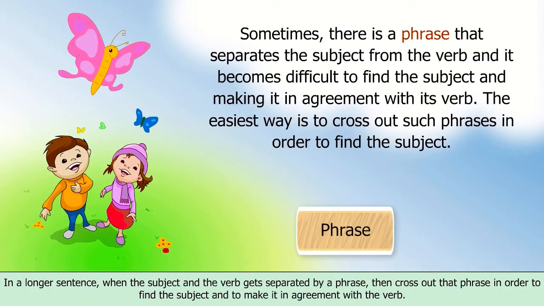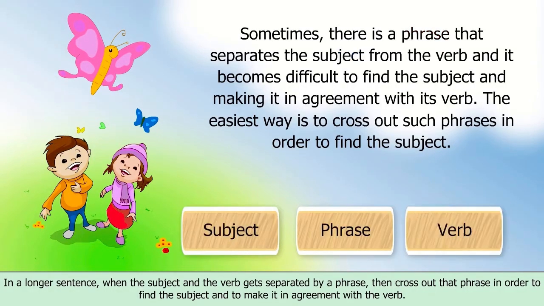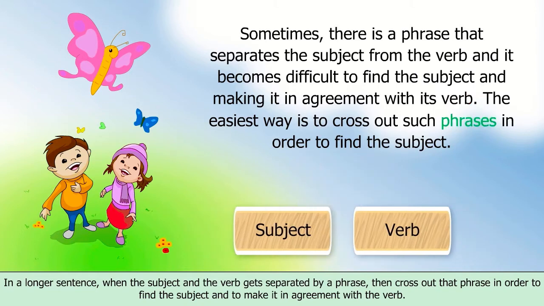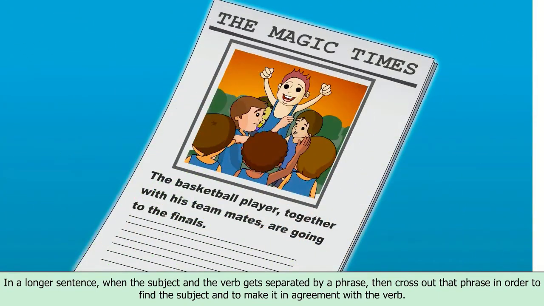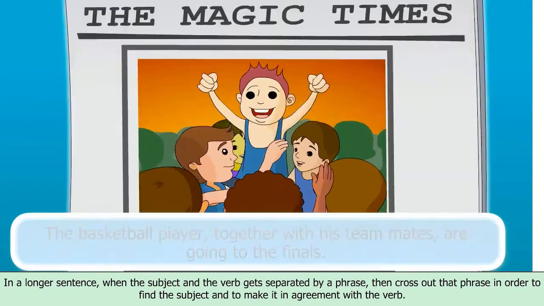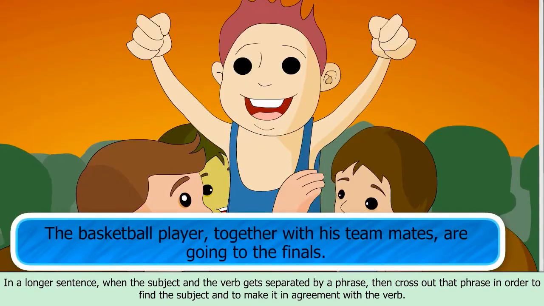Sometimes there's a phrase that separates the subject from the verb, and it becomes difficult to find the subject and make it in agreement with its verb. The easiest way is to cross out such phrases in order to find the subject. Look at this sentence and decide if there's anything wrong in it. The basketball player, together with his teammates, are going to the finals.